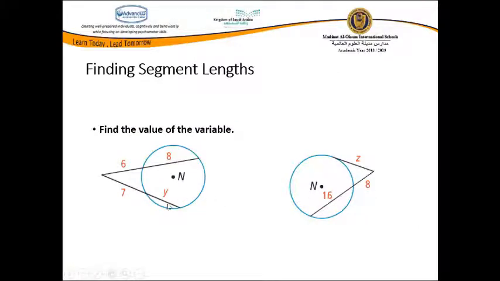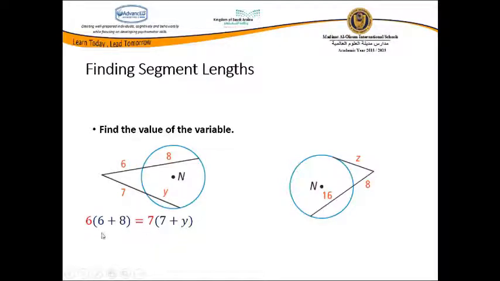By solving these two questions, find the value of the variable. According to our theorems, if we find two secants intersecting outside this circle, then the product of their outer segment and the whole secant are equal. That means 6, the outer segment, times the whole secant, 6 plus 8, equals 7, the outer segment, times the whole secant, 7 plus y. Both of them are equal.